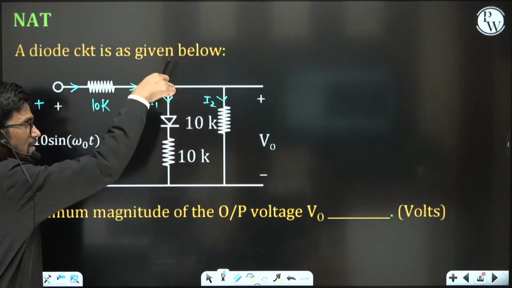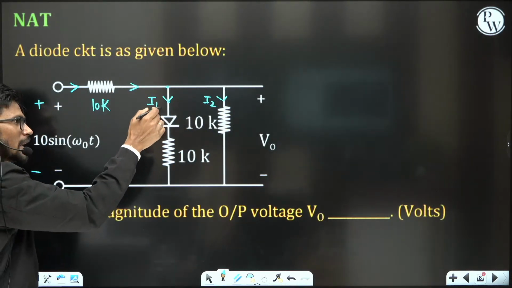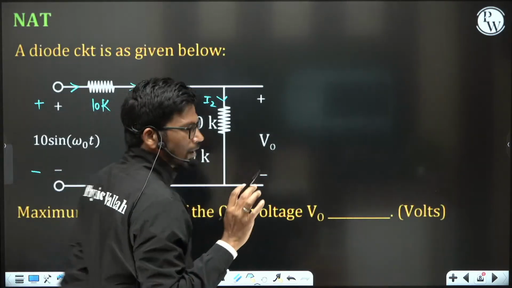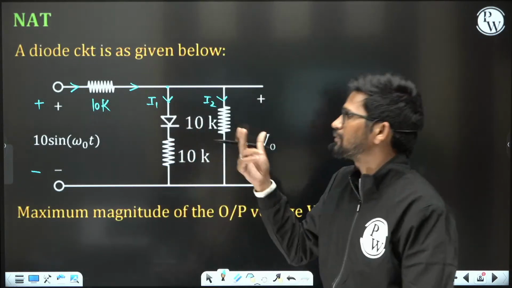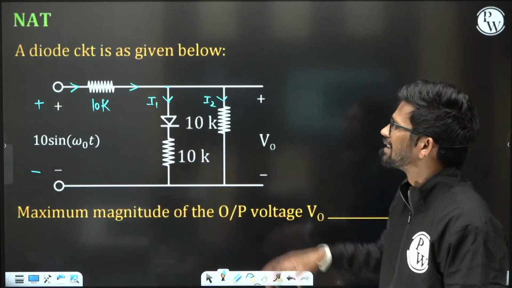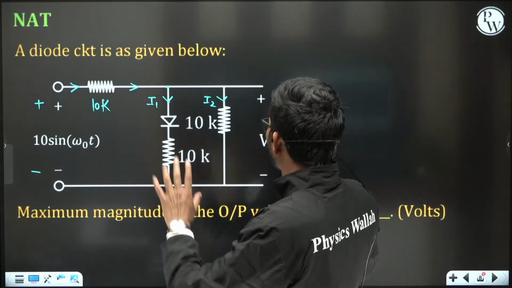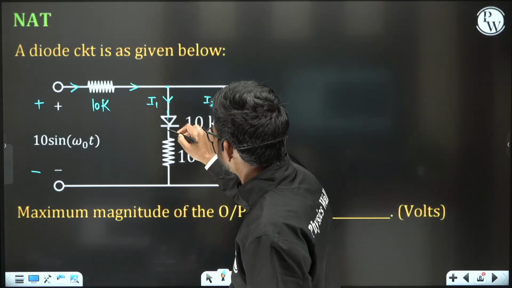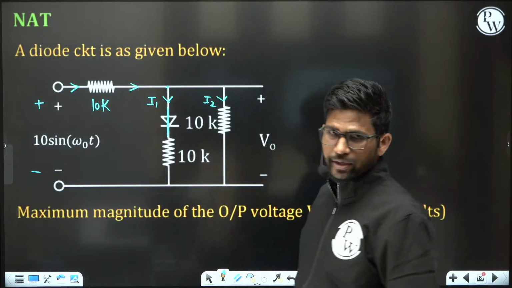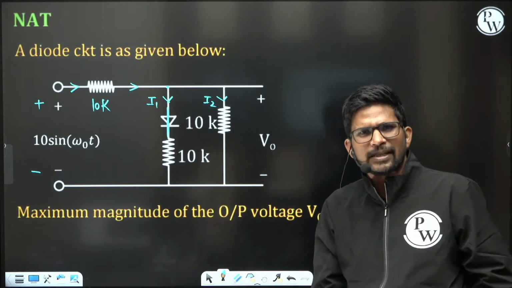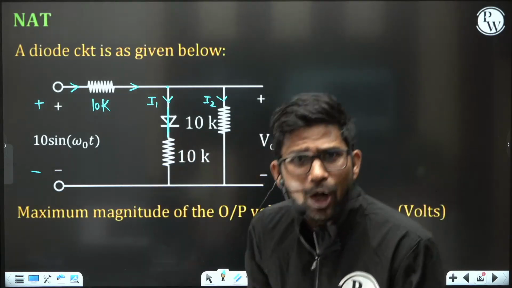Since this current direction I1 is the favorable direction of current for this diode D, for the positive half cycle of the 10 sin omega naught t, this diode will definitely be in on condition. Then I need to find the output V naught. If it is on, it will be replaced by a short circuit because its cut-in voltage is 0 and its forward resistance is 0, since nothing is mentioned. I will take it as an ideal diode.